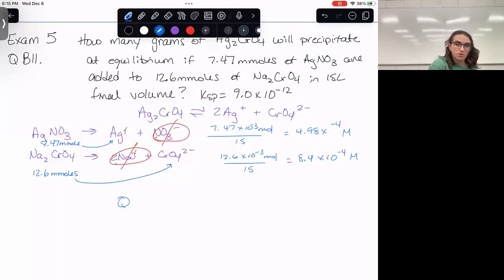So for Q, right, we don't know where we're at. So we need to take our concentration and say 4.98 times 10 to the negative 4 squared for the silver and 8.4 times 10 to the negative 4 for our chromate.